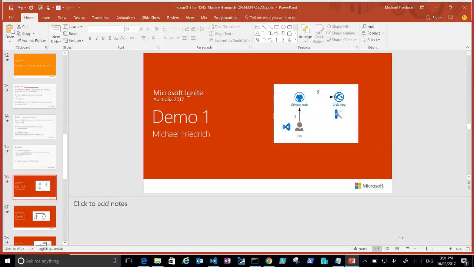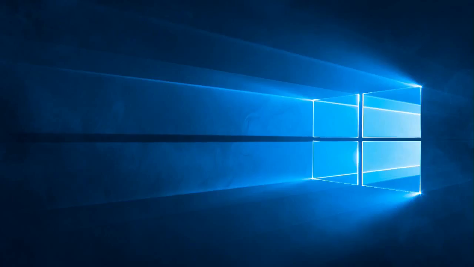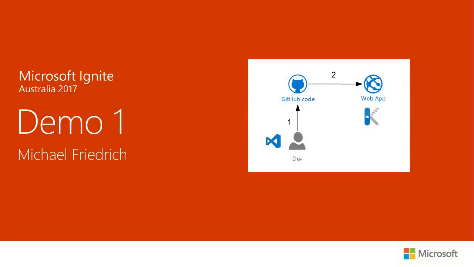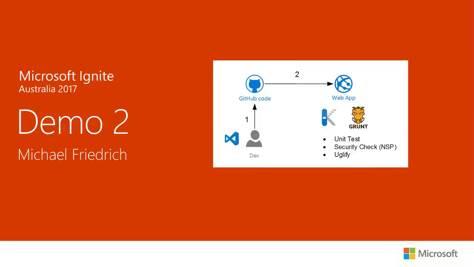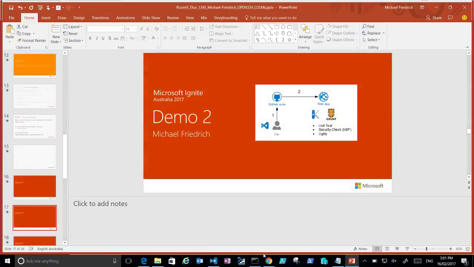All right, so next demo. Oh, is this one? Cool, so basically just building on top of the first demo, we're going to be doing a very, very similar thing. We're going to do a customized deployment. I'm going to be using Grunt to do some unit tests and security checks and some uglify options. Cool, so I'll just kick that off and then we'll go and have a look at the code.